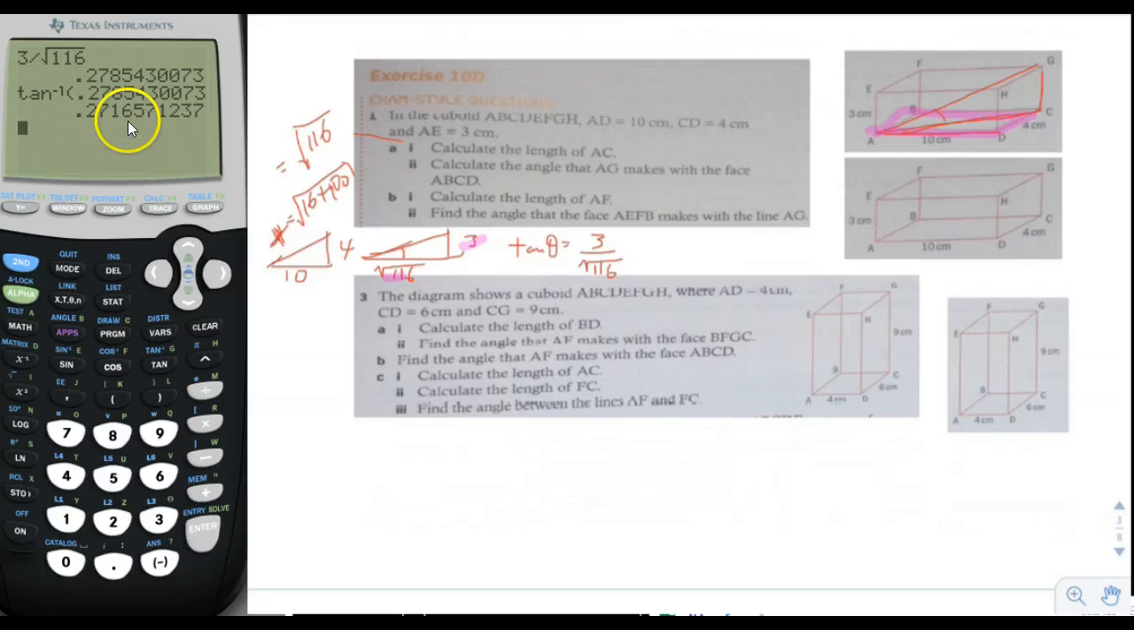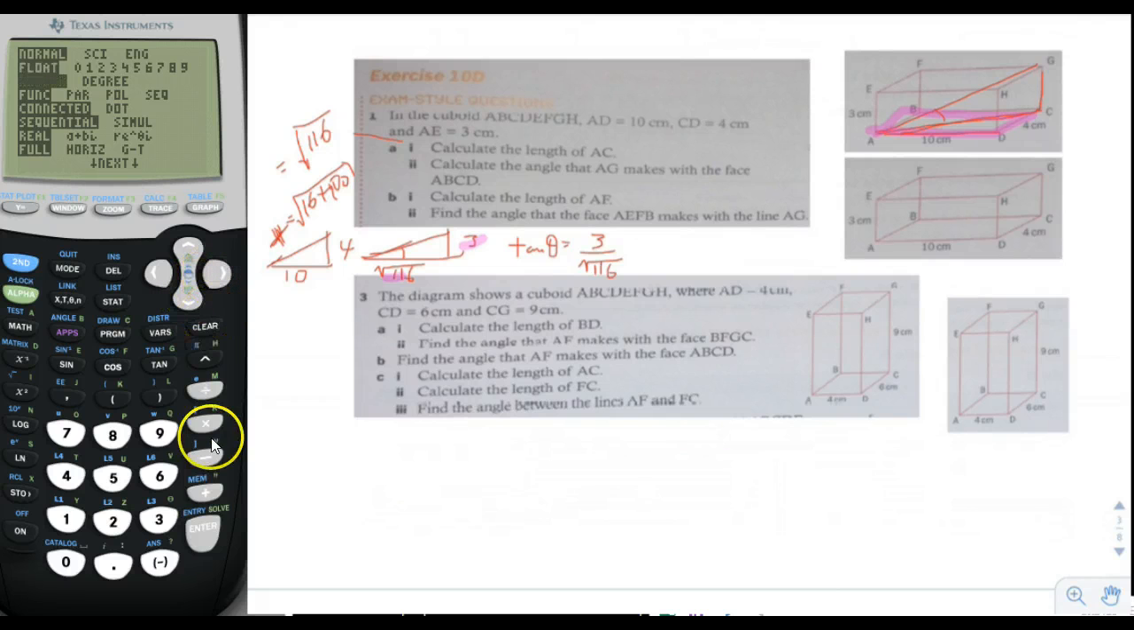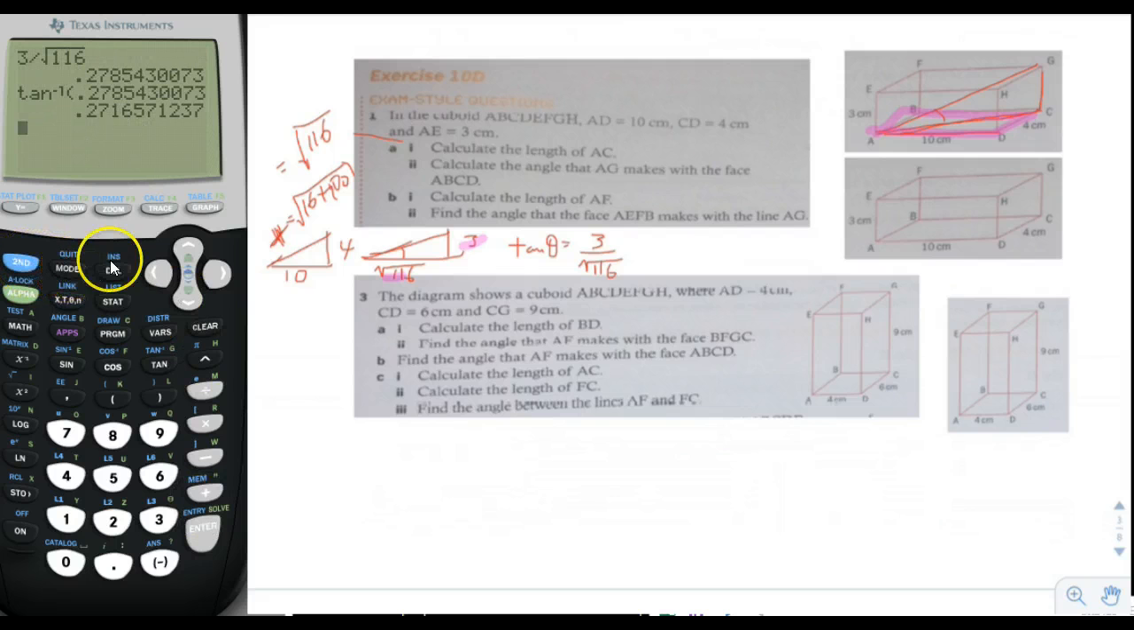And that gives us, ooh, I think it's in radians, so let me change to degrees. Mode, degrees, and then we'll go back out, and I'm going to try that again. Now it's going to give me the answer in degrees. So it's 15.6 degrees. So theta is 15.6 degrees. Then it asks to calculate the length of AF, which is that length right there.